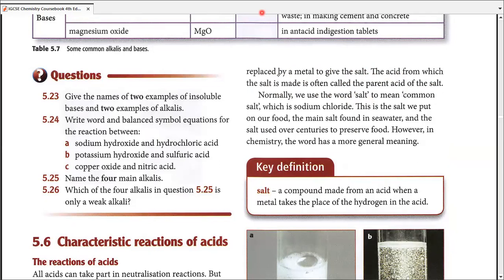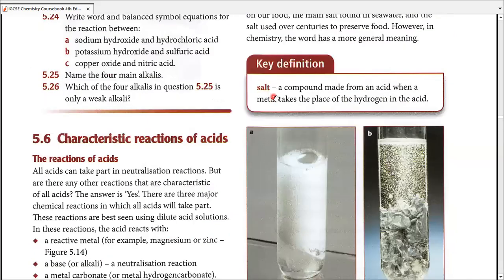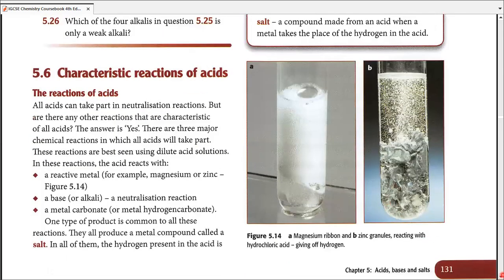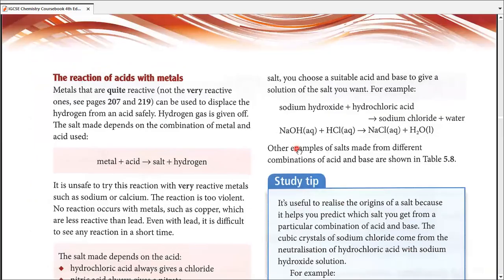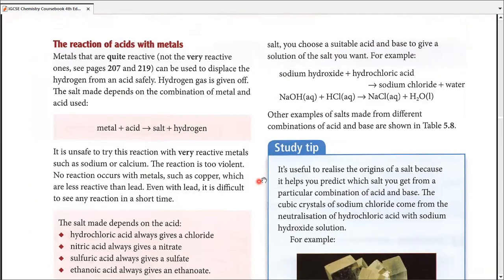Actually, salts are made up of both an acid component and a base component, so that's why they have to contain both. So, redefining salts: a compound made from an acid when a metal takes the place of hydrogen in the acid is known as a salt. That's the easiest definition, and with the neutralization reaction, you would be able to understand this definition easily. So moving on, all three reactions are defined on this page.